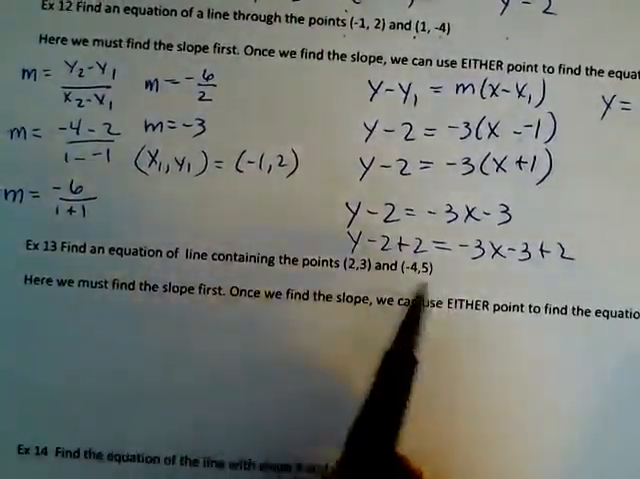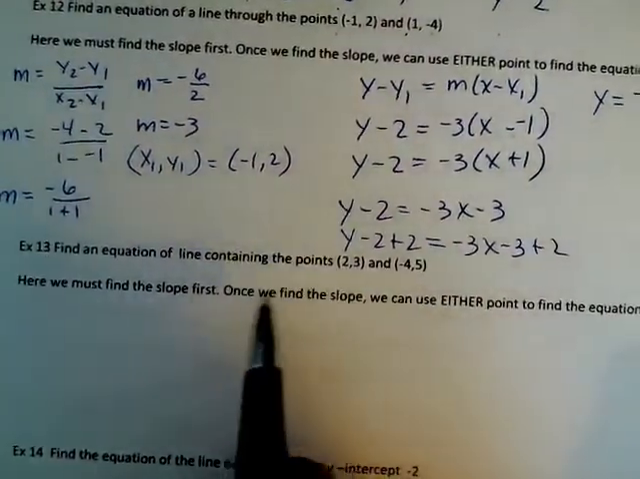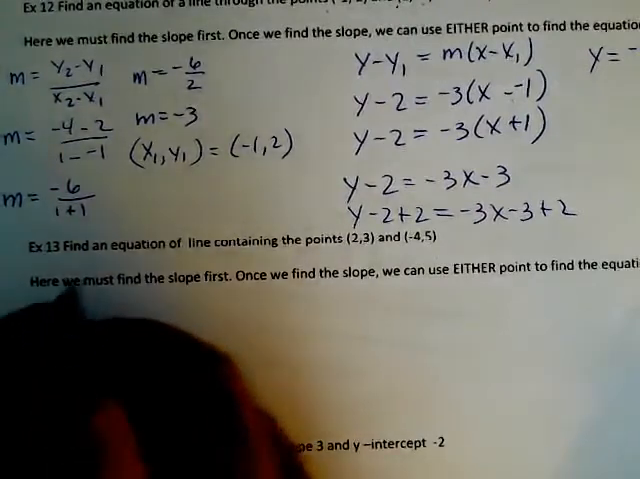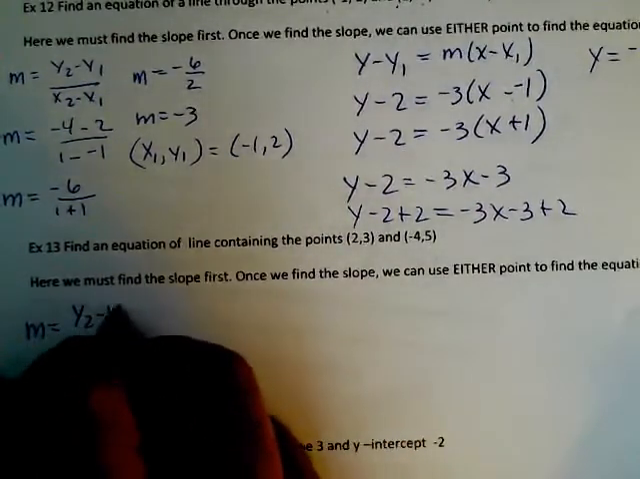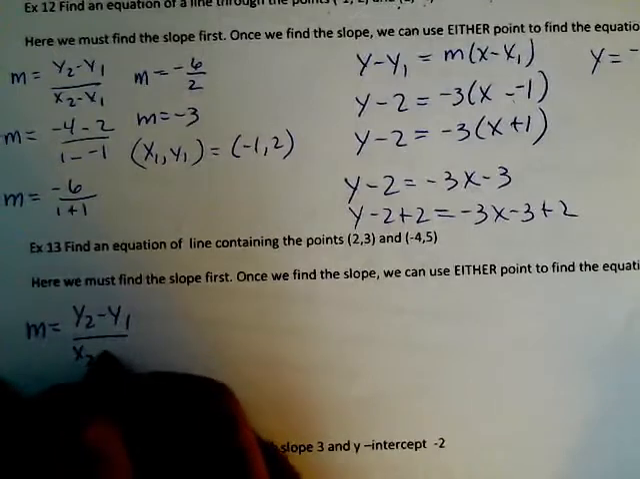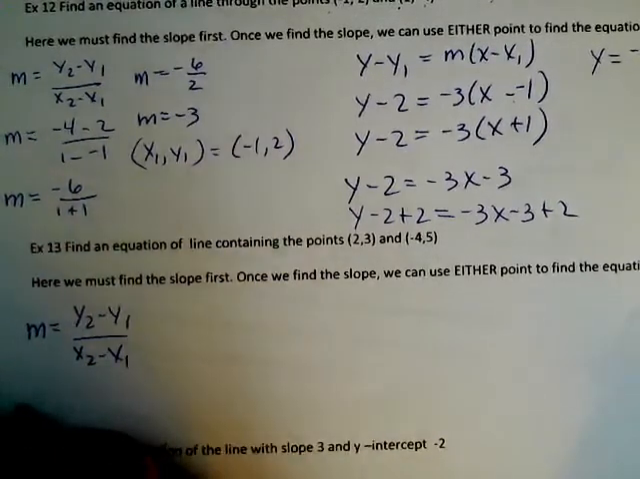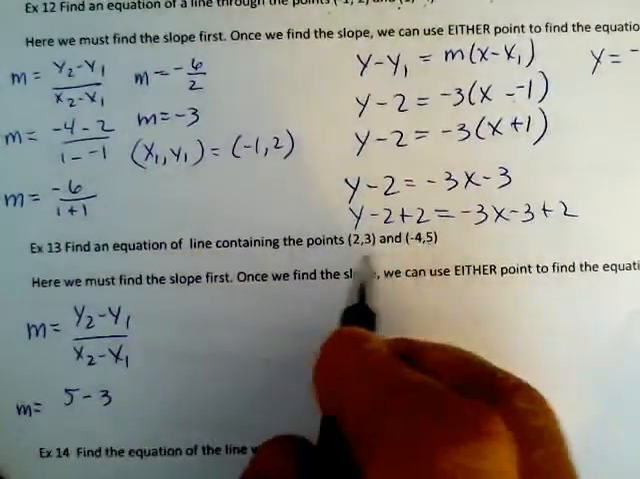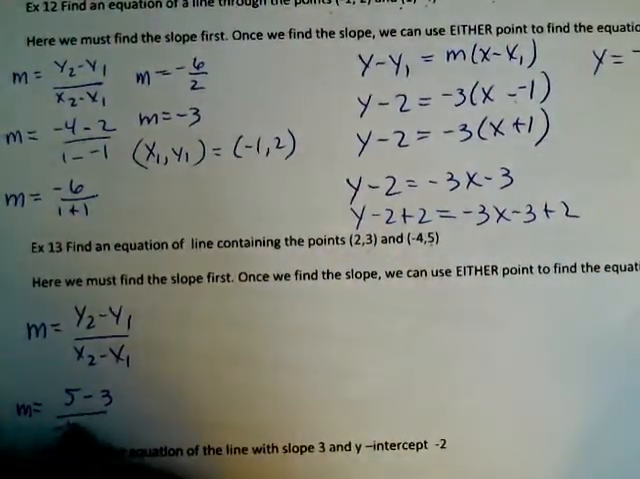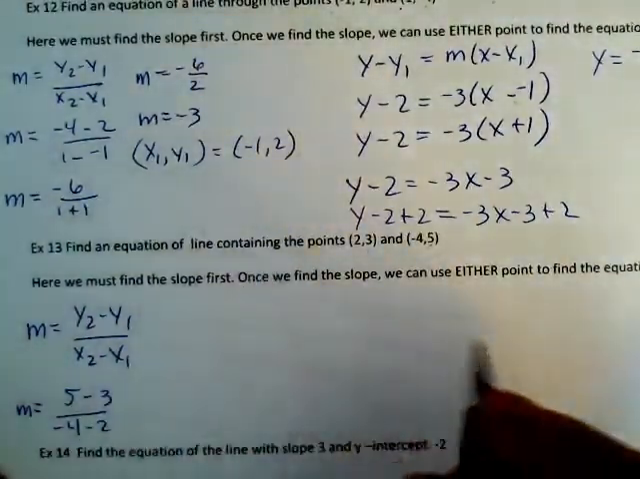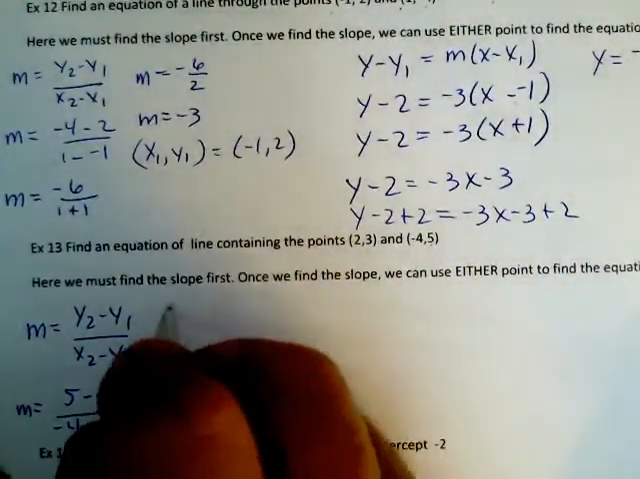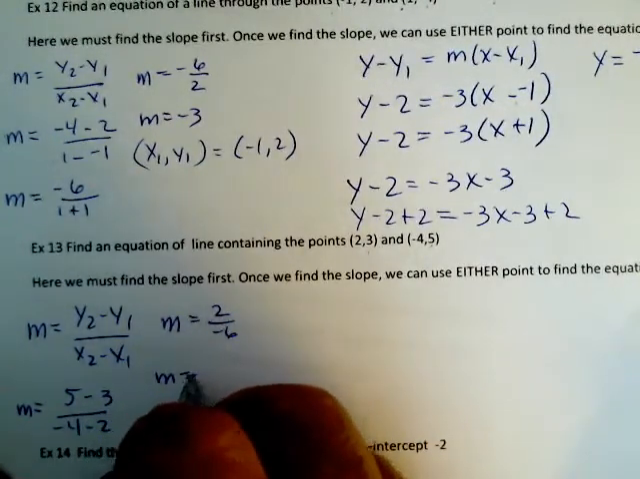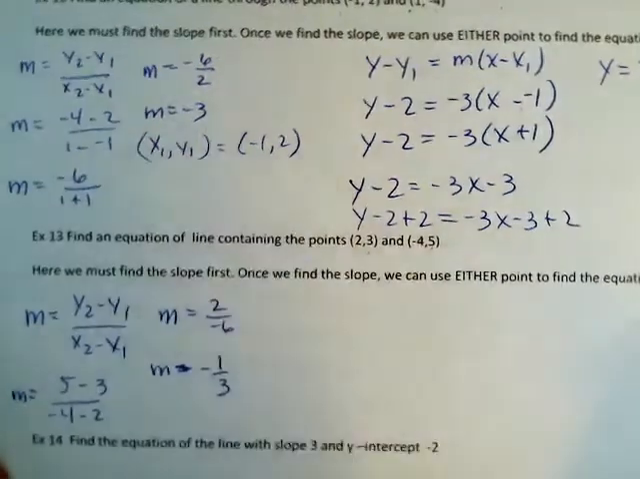Let's do another one. Here again, you're given 2 points. Find the slope first. So I'm finding the difference in my y's over the difference in my x's. So it's 5 minus 3 over -4 minus 2, which is 2 over -6, which is -1/3.